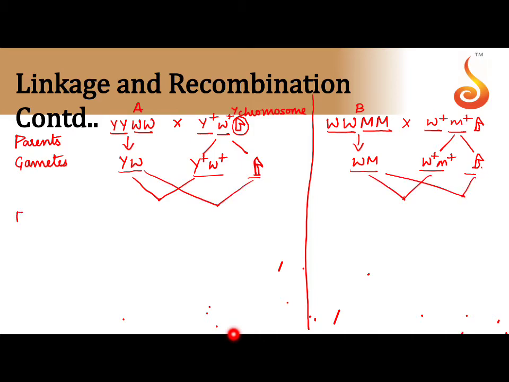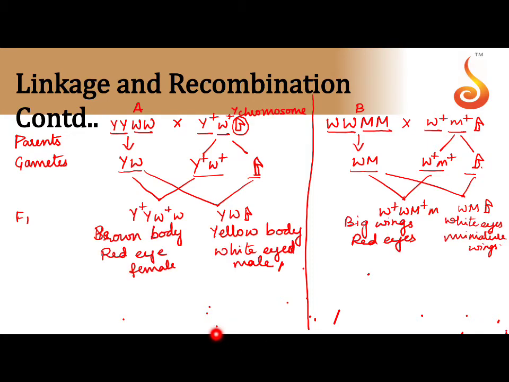So, we are going to cross in both conditions to find the first filial generation, or the F1 generation. In the F1 generation, you see that females will become Y plus Y, W plus W, and in males it becomes YW with the Y chromosome. Here also you get W plus W, M plus M, and WM with a Y chromosome. What does it signify? You will be amazed to see that it is a reciprocal cross.